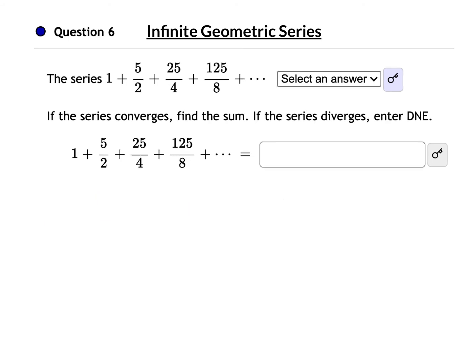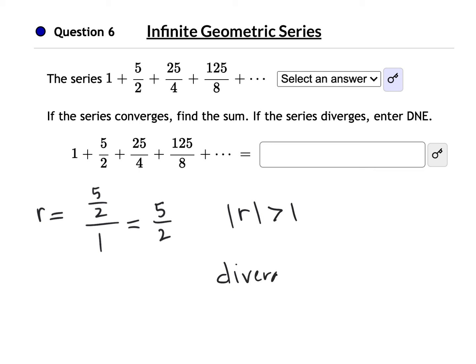Question 6. We'll find the common ratio by taking the current, 5/2, divided by the previous one. That's 5/2. 5/2 is 2.5. The absolute value of r is greater than 1. This one diverges. And the sum is infinite.